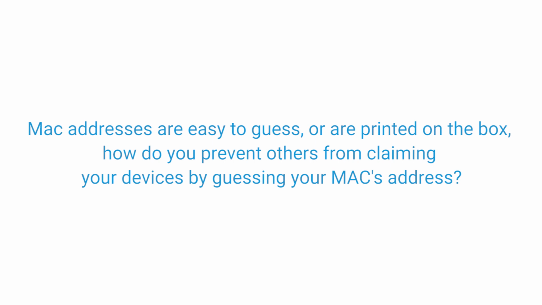It says MAC addresses are easy to guess or printed on the package box. How to prevent others from claiming the devices by guessing the MAC address? Well, number one, you have the bulk identification code, which is contained in the file /etc/connectd/bulk_identification_code.txt. And this code is associated with your account. So I'm not entirely sure, even if somebody has your MAC address, what they would do with it to try to claim your device.